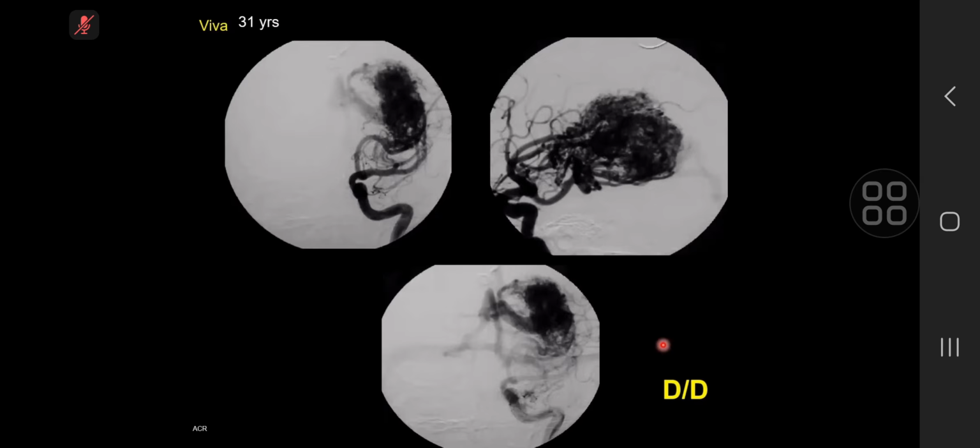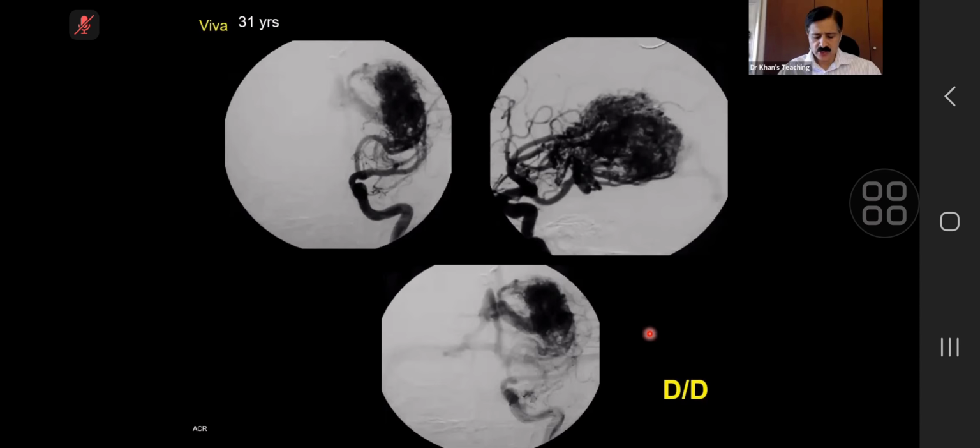I think I've only seen this pattern with an AVM. So in your description, one of the key things which you must mention is arteriovenous malformation. Your diagnosis is correct. But the key thing is arteriovenous, right? So there has to be a shunt.